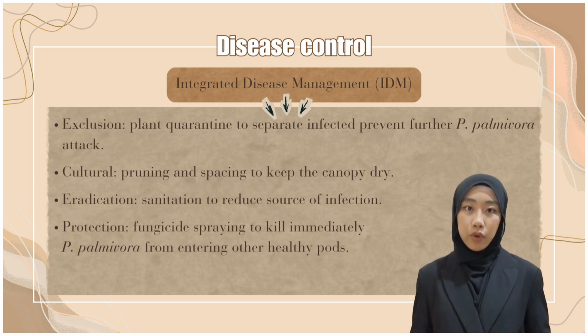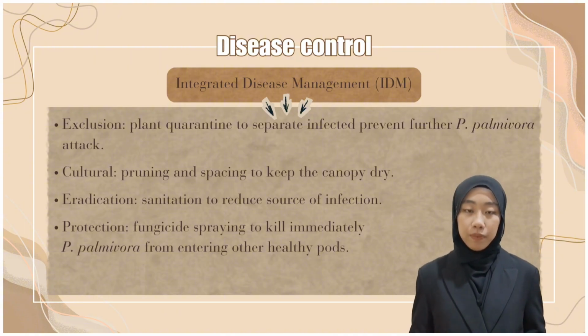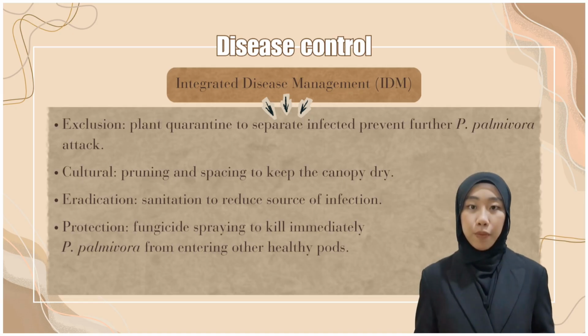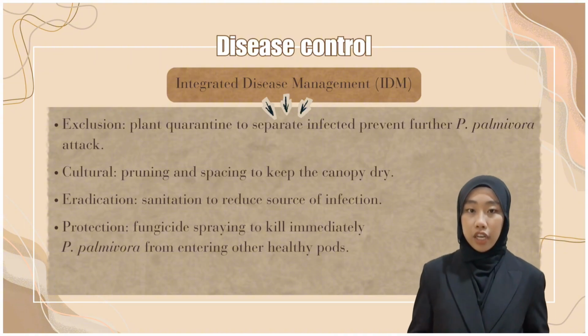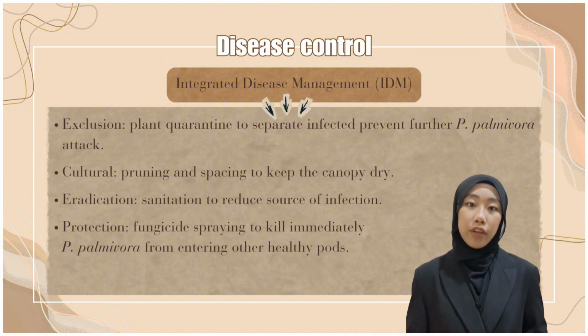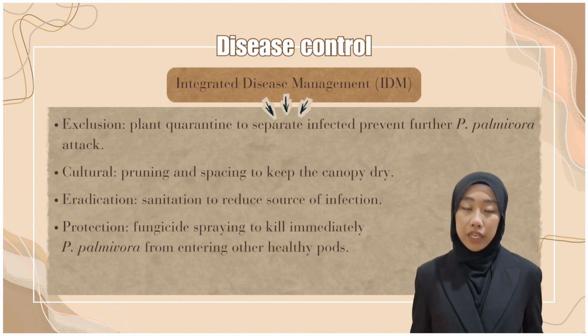Under the Malaysian Cocoa Board Guide, the pathogen must be excluded, which is to quarantine the infected plant to separate the infected and prevent further spreading. Next, cultural method, by pruning, allowing light to penetrate and space to keep the canopy dry. After that, eradication, which is by conducting sanitation to reduce the source of infection. And lastly, protection by using fungicide to kill the pathogen immediately and keep it away from entering other healthy pods.